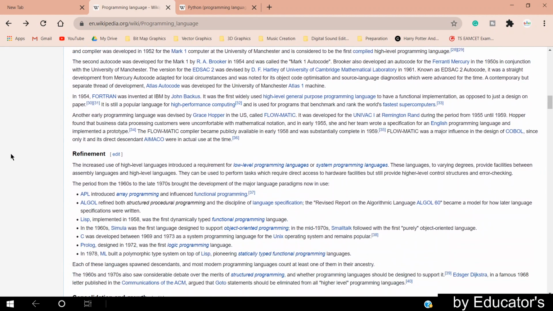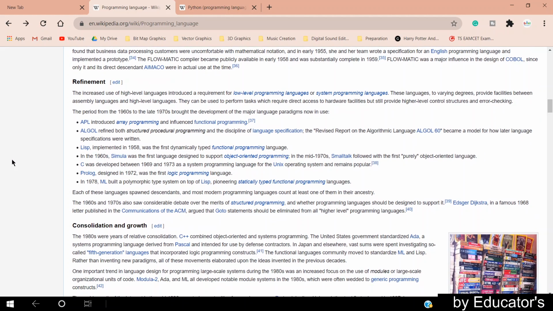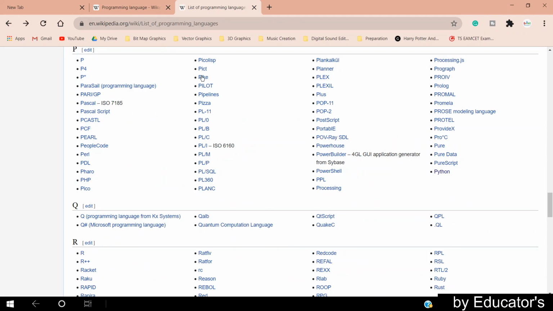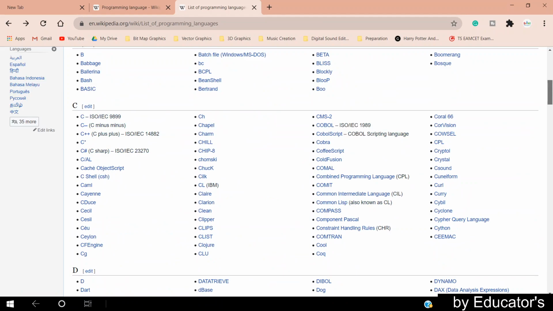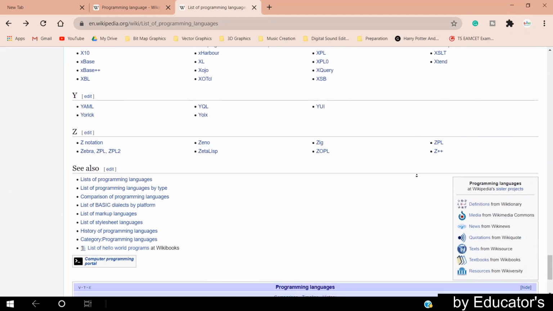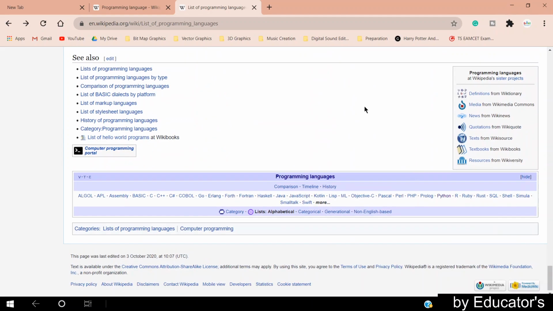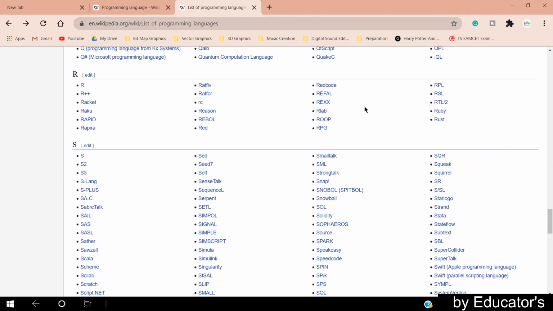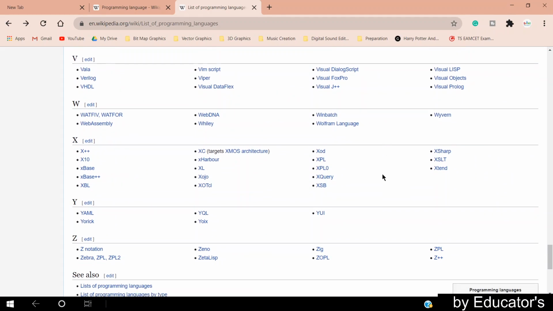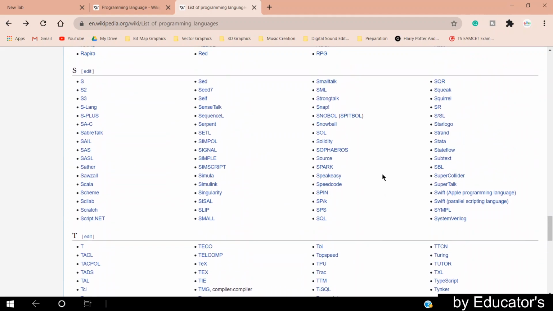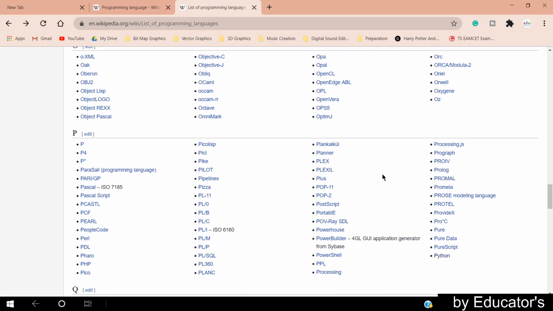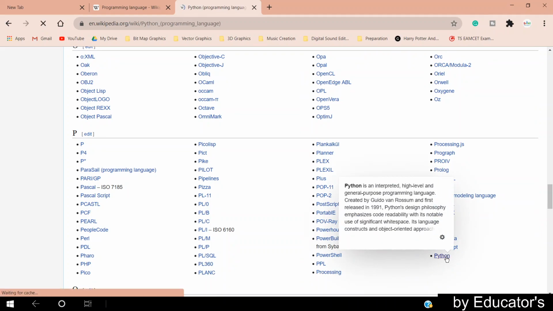As we humans have many millions of languages, computers also have a lot of languages. You can see how many languages there are, nearly 20 to 30 in each letter. Actually, not 20 to 30, many languages. Basically, each organization or company uses the language for their requirements, and I'll be using something called Python.